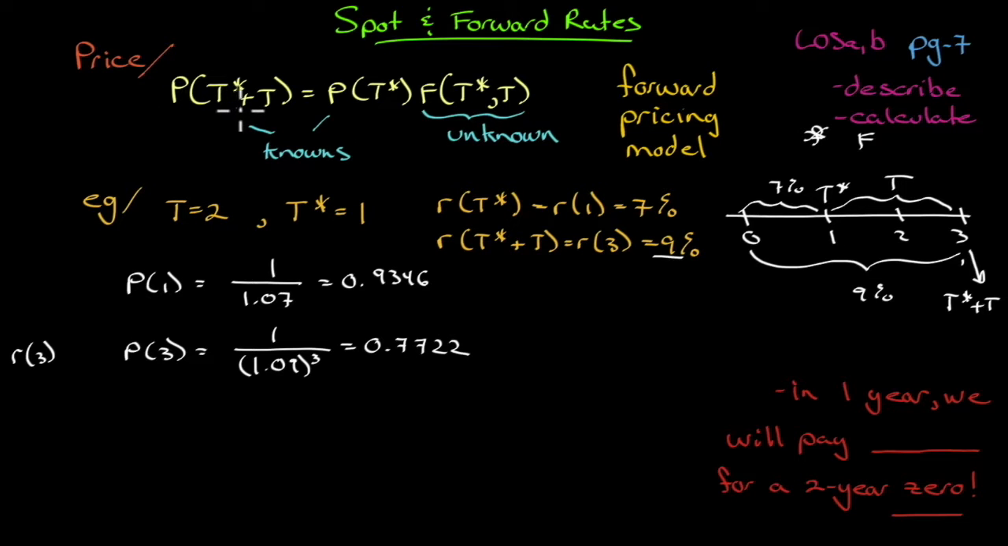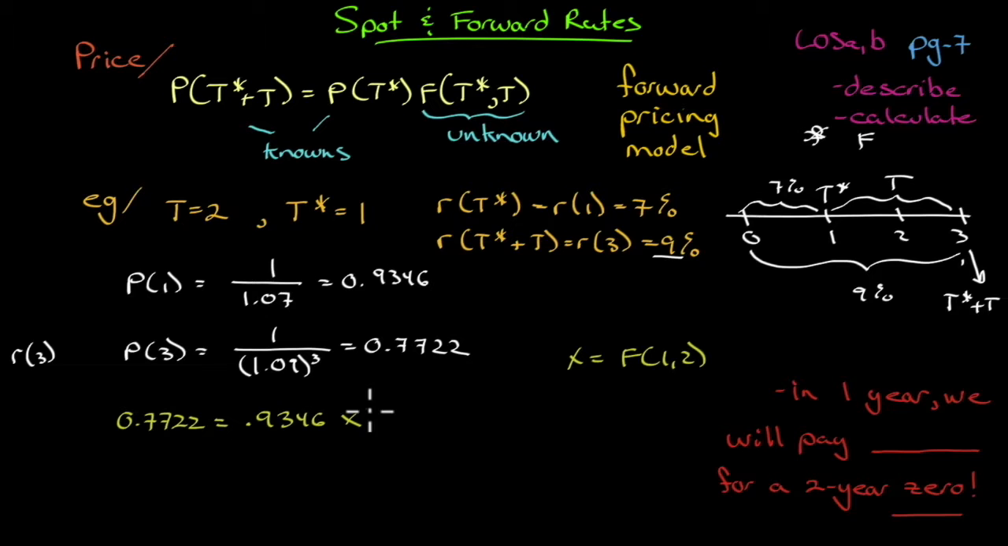So what's our first one? P t star plus t. Our t star is 1, our t is 2, t star plus t is 3. So our P3 is 0.7722 equals our P t star. That's our P1 that we figured out, 0.9346. And we multiply that by x. And I'm going to let x stand in for this term here. And this term here is really our x is going to equal F12. What is 12? When? In 1 year. For what? A 2-year term.